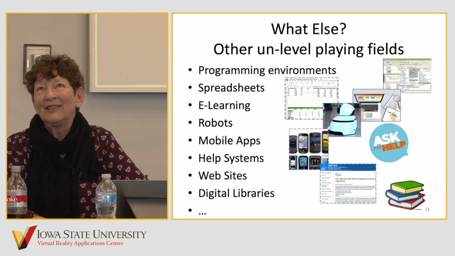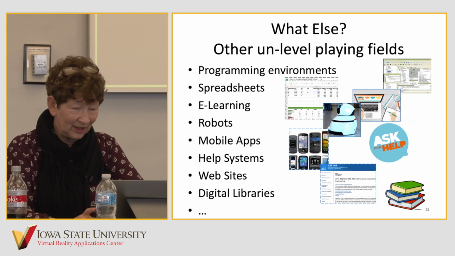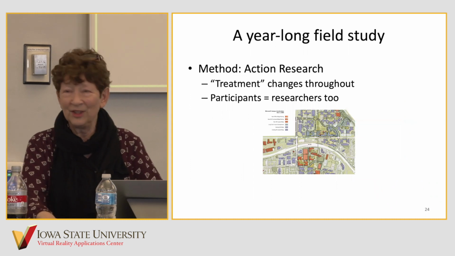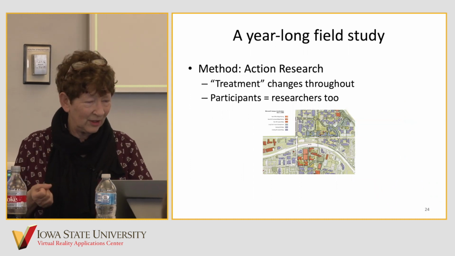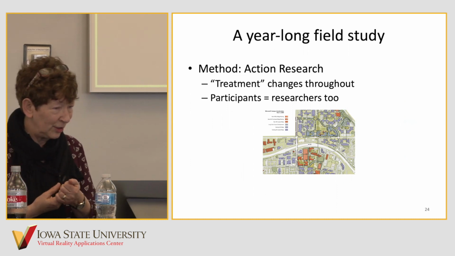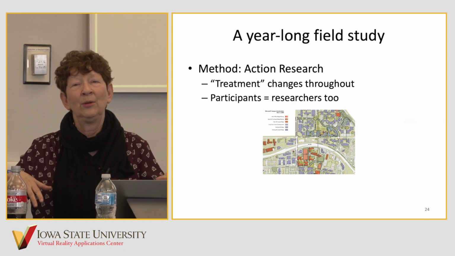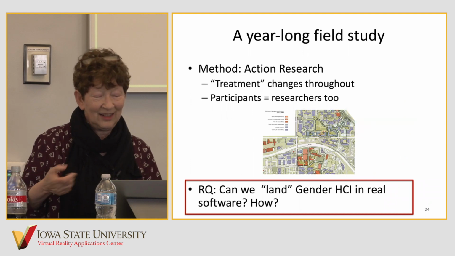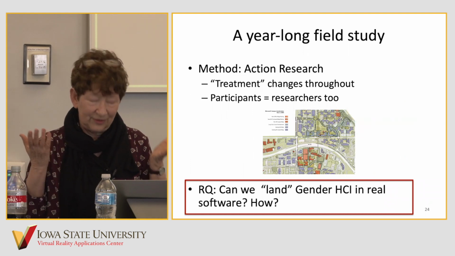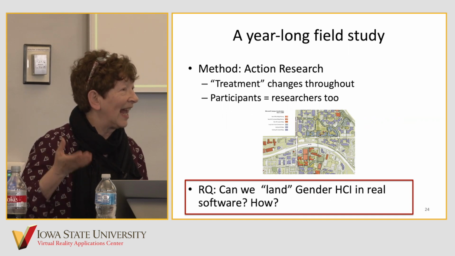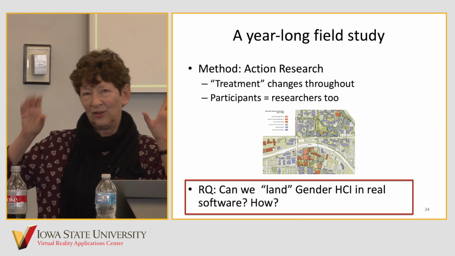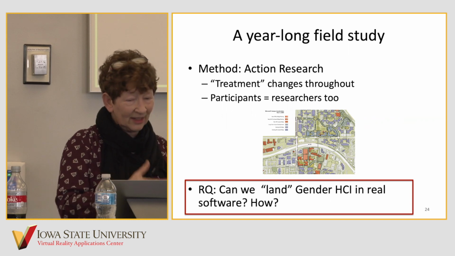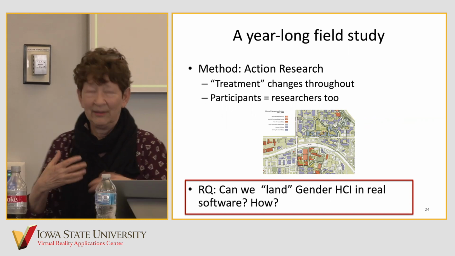So now let's look at it from another perspective. Let's look at this longitudinally. So we did a year-long study at Microsoft using a method called action research. Some of you may have run across this before, especially if you're tied to the education community. It may be familiar to you. And so in action research, you're trying to work out a change, make a change happen. And what we wanted to know is, can we land gender inclusive practices in a real world software company, and how? So in this situation, you've got a treatment, but it changes. You make it better all the way along. And the people that are in the company are researchers too and are helping to shape it.